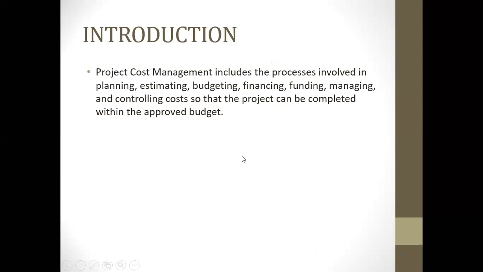So let's quickly look at what we have here. Project cost management includes the processes involved in planning, estimating, budgeting, financing, funding, managing, and controlling costs so that the project can be completed within the approved budget. Please, I would like us to take notice of certain key words here. Project cost management is all about planning, estimating, budgeting, financing, funding, managing, and controlling costs. And all of these costs to be controlled are going to be within the approved budget.